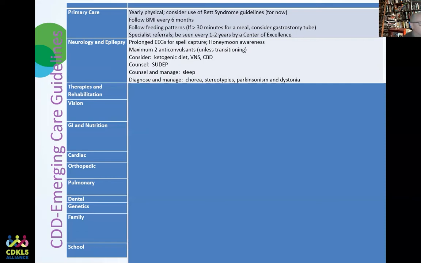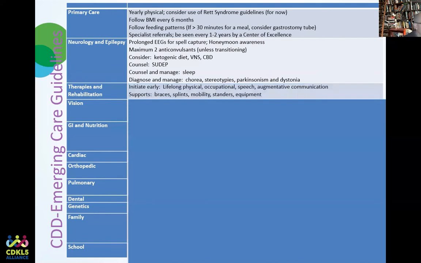but I think a maximum of 2 anticonvulsants unless you're transitioning to another one. And these came out from the consensus: to consider the ketogenic diet, vagal nerve stimulator, and CBD. Counseling should happen with regards to sudden unexplained death in epilepsy, and counseling and management should happen with regards to sleep. Your neurologist may help diagnose and manage things like chorea, stereotypy, Parkinsonism, and dystonia.